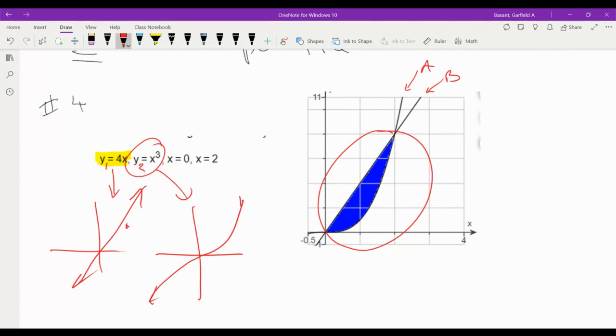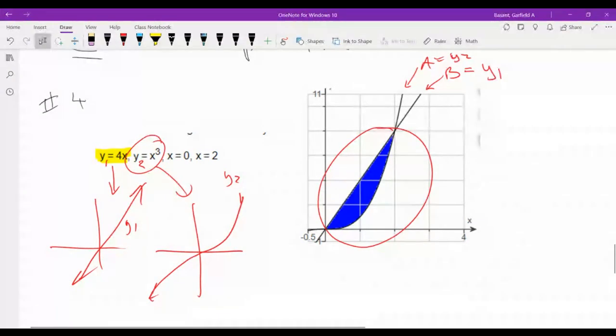So now you can see that this is Y1 and this is Y2. So we now establish that B is equal to Y1 and A is equal to Y2. So let's set this up. We should be able to set this up now. You have to understand what the graph is telling us in order to choose the correct one.